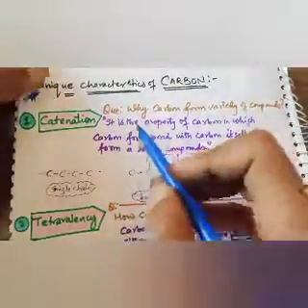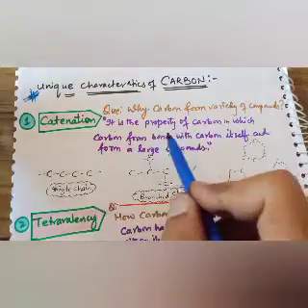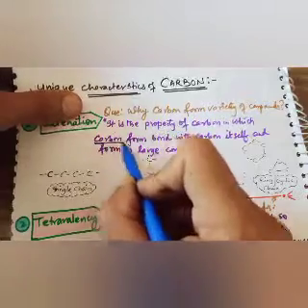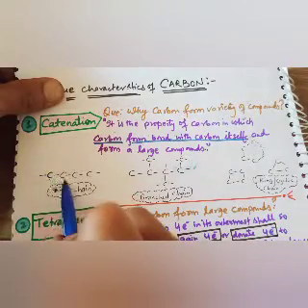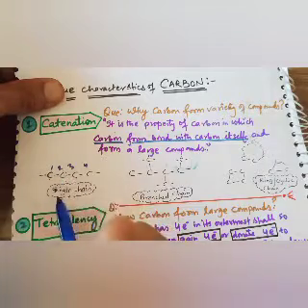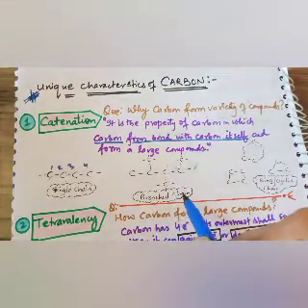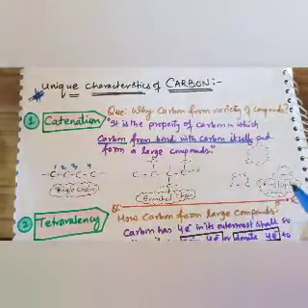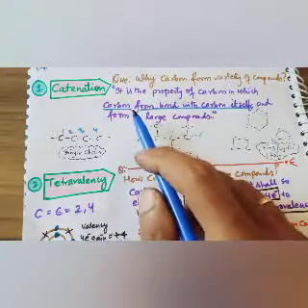What is the definition of catenation? It is the property of carbon in which carbon forms bonds with other carbon, with carbon itself, and forms large compounds. Suppose here you can see carbon bonded with carbon, there are 3-4 carbons, all bonded in a single chain. That's why it is called a single chain. If it forms a branch, then it is called a branched chain. If it forms a cycle, meaning where it started, there it ends, then it is called a ring or cyclic chain. So catenation is the property of carbon in which carbon forms bonds with carbon itself to form large compounds.